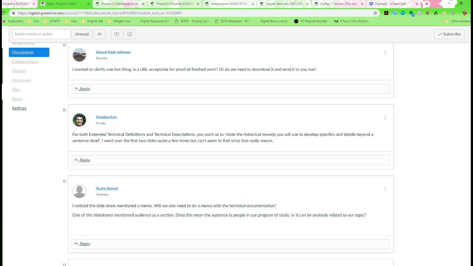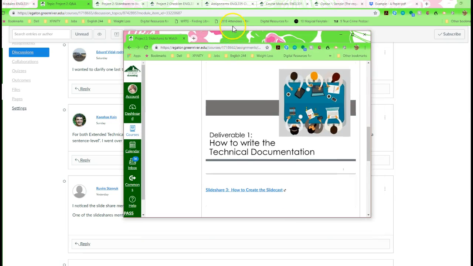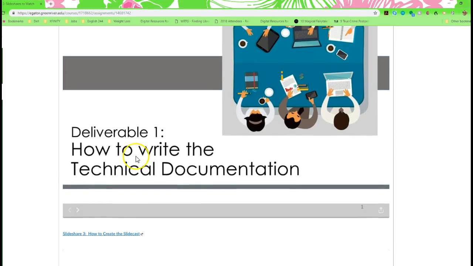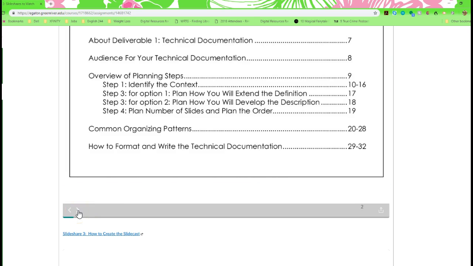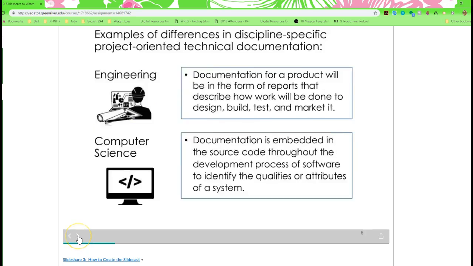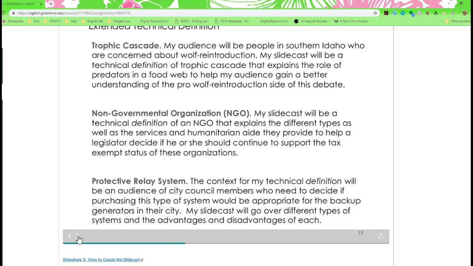by rhetorical moves, I'm going to bring this over here again. It's in SlideShare 2, how to write the technical documentation. And what I mean by that is it's step 3. How will you extend the definition? So it's slides 17 and 18, and the rhetorical moves are there. That's what I mean. I thought for a minute it would let me go there, but it's not going to let me.